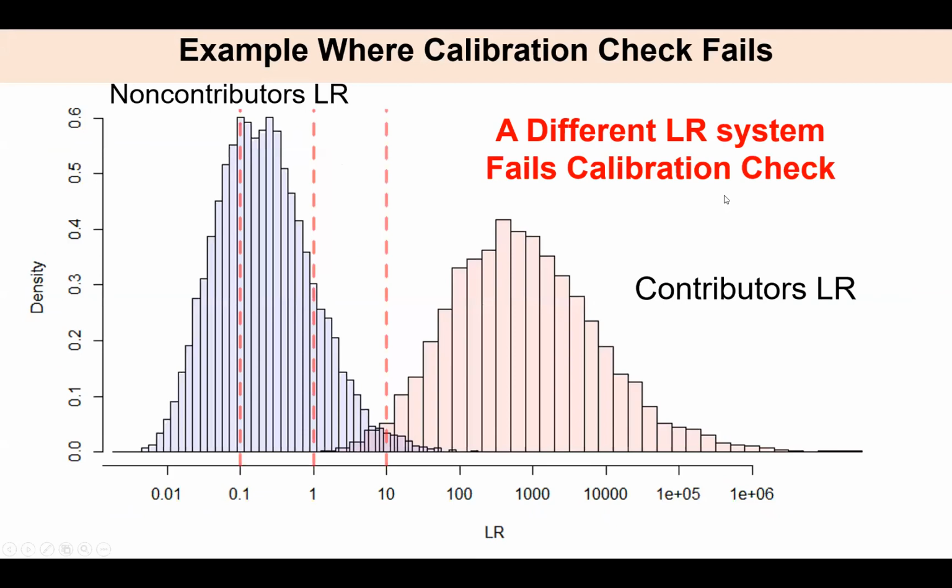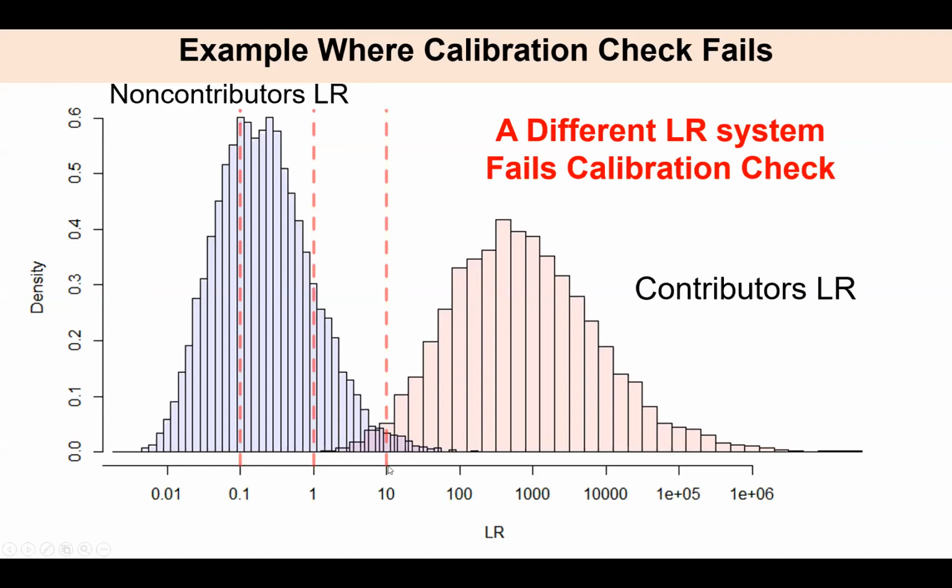Here's an example of a reasonably well discriminating system, but it fails the calibration check. If you look at LR of 10, the non-contributor histogram and the contributor histogram seem to have about the same height. So in this case, LR of 10 would be an overstatement of evidence.